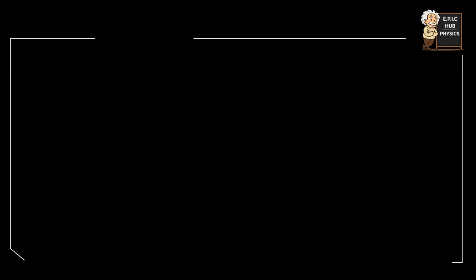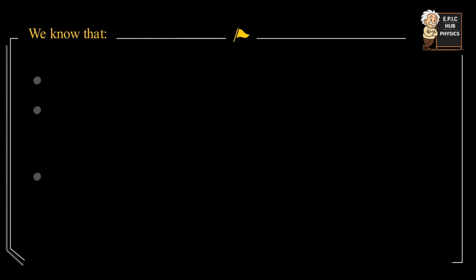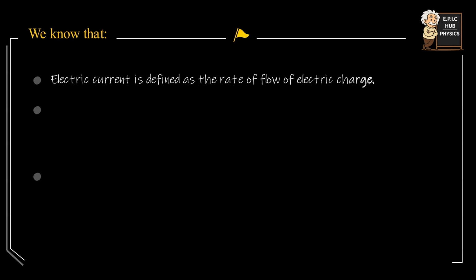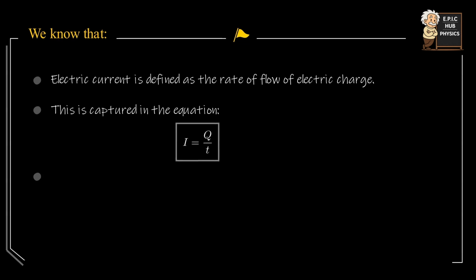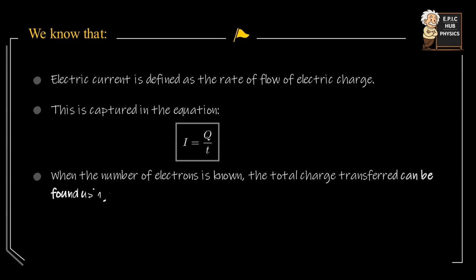This question tests our understanding of electric current and how it relates to the flow of electric charge. So, what do we know? We know that electric current is defined as the rate of flow of electric charge. This idea is captured in the equation I equals Q divided by T, where Q is the total charge transferred and T is the time taken. When the number of electrons is known, the total charge transferred can be calculated by multiplying the number of electrons by the charge of a single electron.